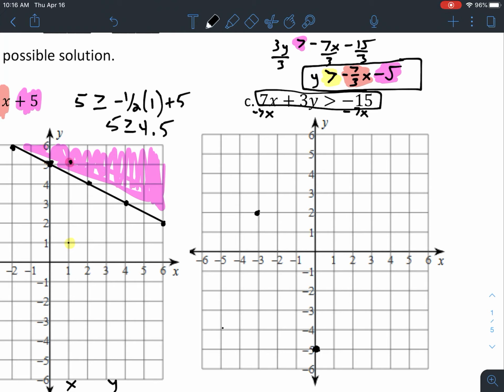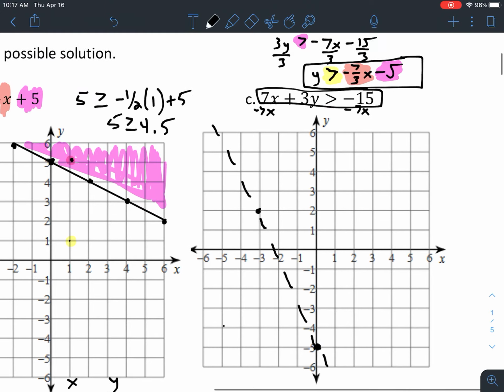Now, for this, what you end up doing, because it's a less than or greater than sign, we have to do a dashed line. So just do your best dashed line that you can. Doesn't have to be exactly perfect. There's your dashed line. Okay. Now you've just graphed 3 problems with the function like that.